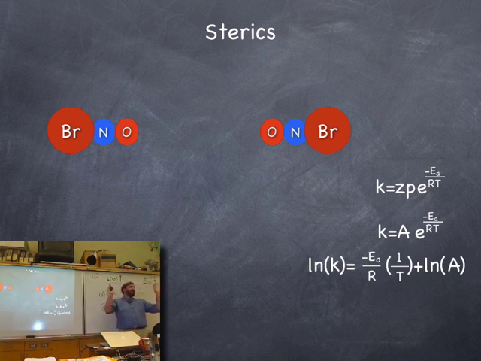It's the same form we use for almost every equation in this class. y equals mx plus b. This is the equation for a straight line. If you graph the natural log of the rate constant versus the inverse of temperature, the slope of that line will give you your activation energy. We can find out the activation energy of a chemical reaction by studying its rates at different temperatures and seeing how the rate constant K varies.